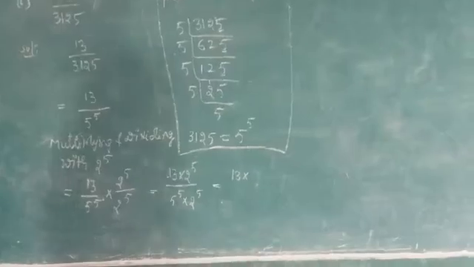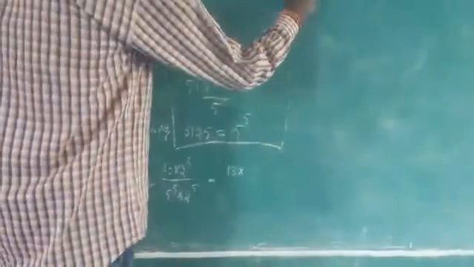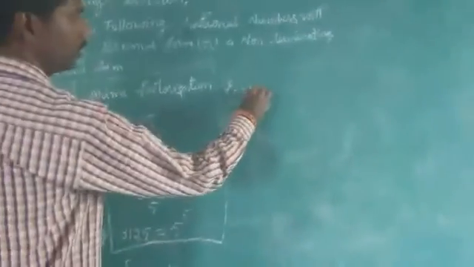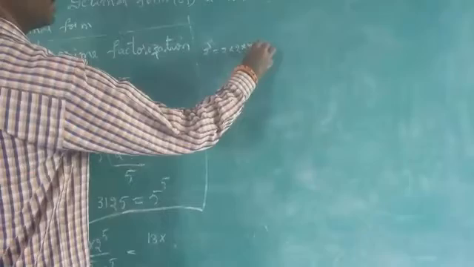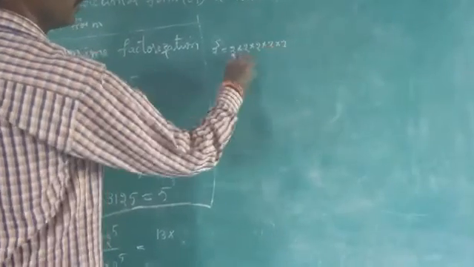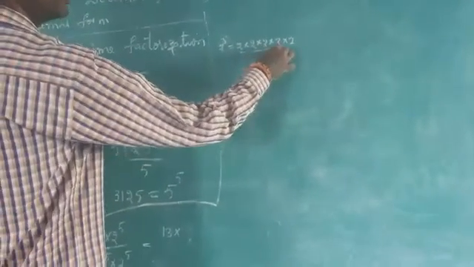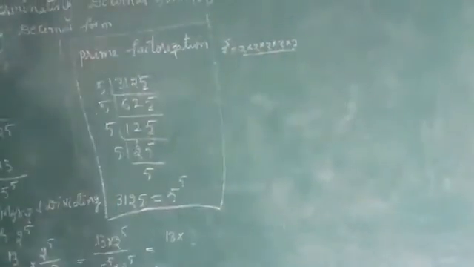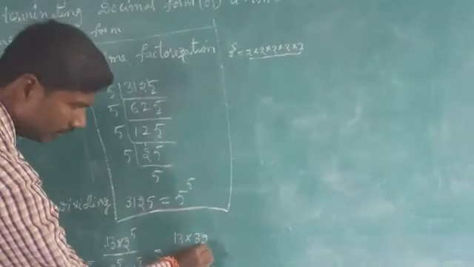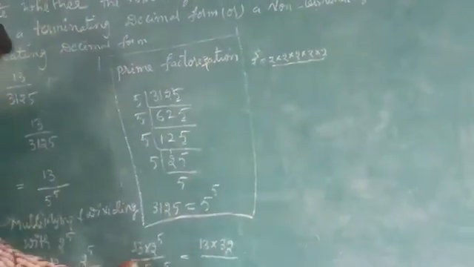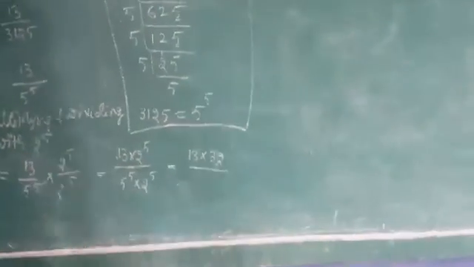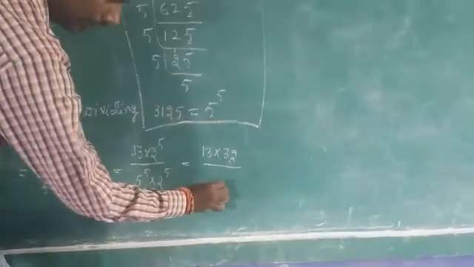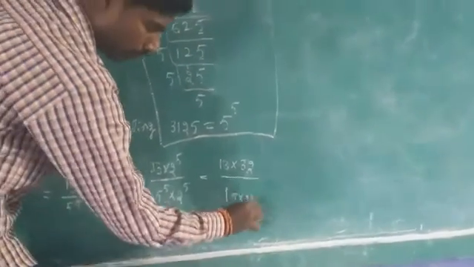What does 2 to the power of 5 mean? You can write 2 into 2 into 2, 5 times. 2 2s are 4, 4 2s are 8, 8 2s are 16, 16 2s are 32. So you will write 32 here. The powers are the same, so you can multiply the bases: 5 into 2 whole to the power of 5.